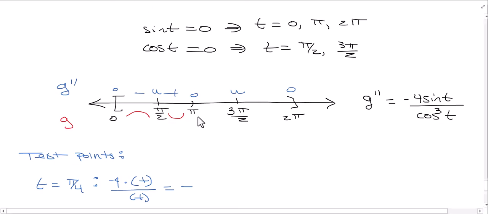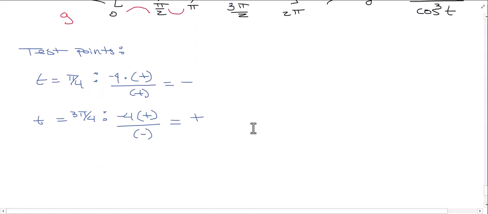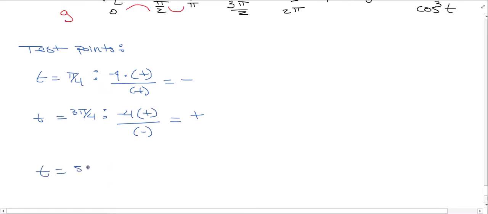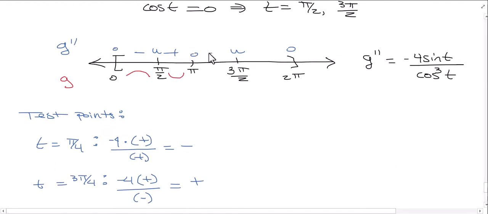All right, so let's keep going. So for something between pi and 3 pi over 2, you can pick the next pi over 4. So pick t equals 5 pi over 4. And so you're going to have negative 4 times sine of 5 pi over 4. Now you're in the third quadrant, so sine is negative and cosine is negative, and a negative cube is negative. So you have negative times a negative, which is positive, divided by negative, which is negative. So in this interval, the second derivative is negative, which means the function is concave down. Now that is an inflection point because the second derivative is 0 there, and concavity did change.